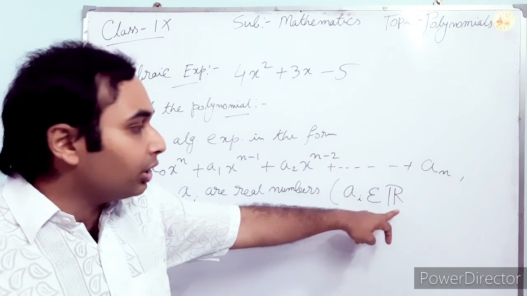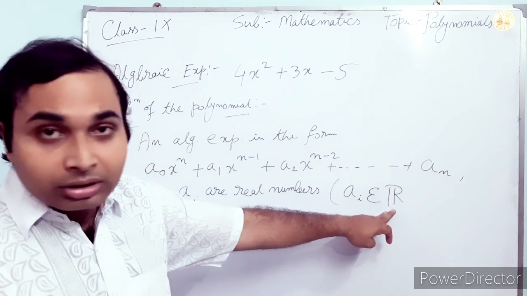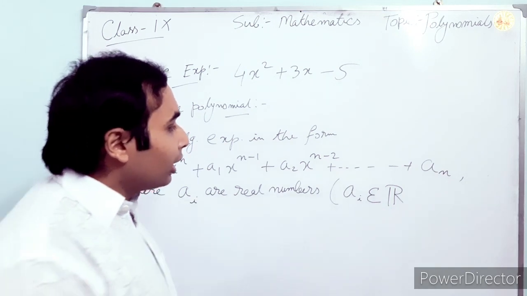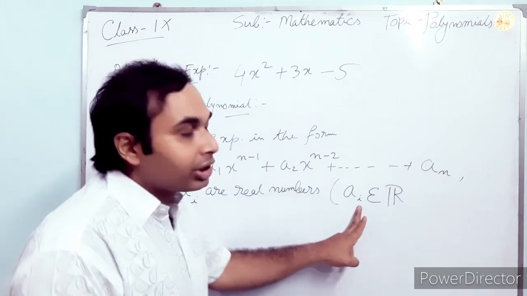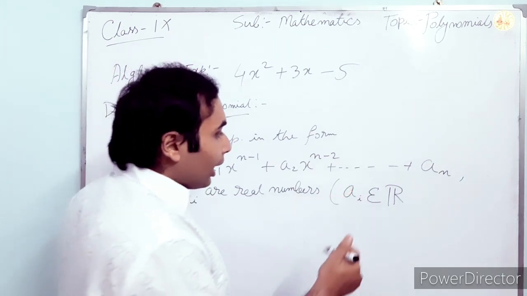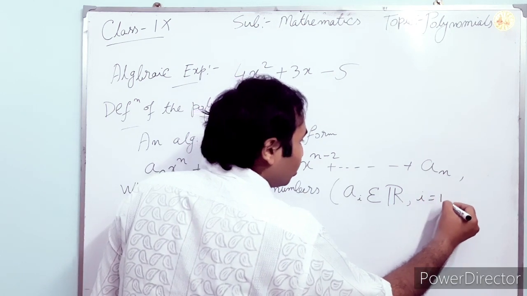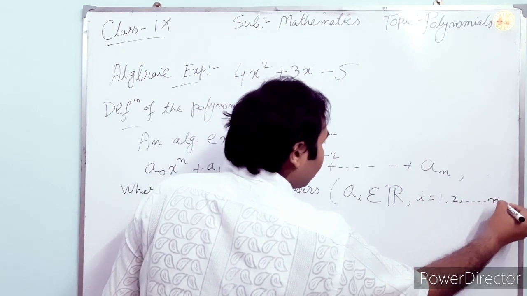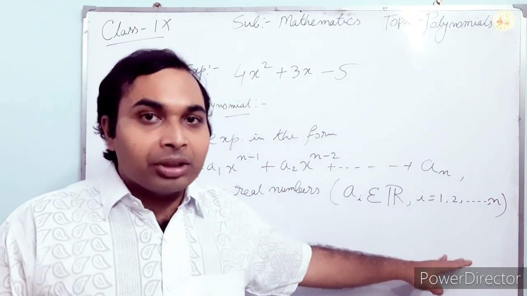I have told you previously in the real numbers chapter, this is the real number set. We can write this part: ai are the real numbers. We can write it in this way: ai belongs to R where i equals 1 to n. This is the way of writing in higher mathematics.